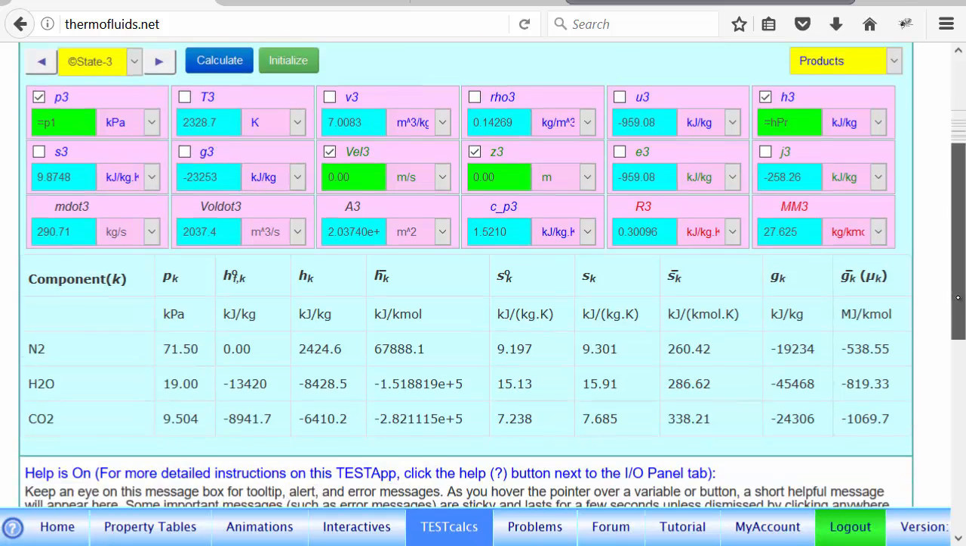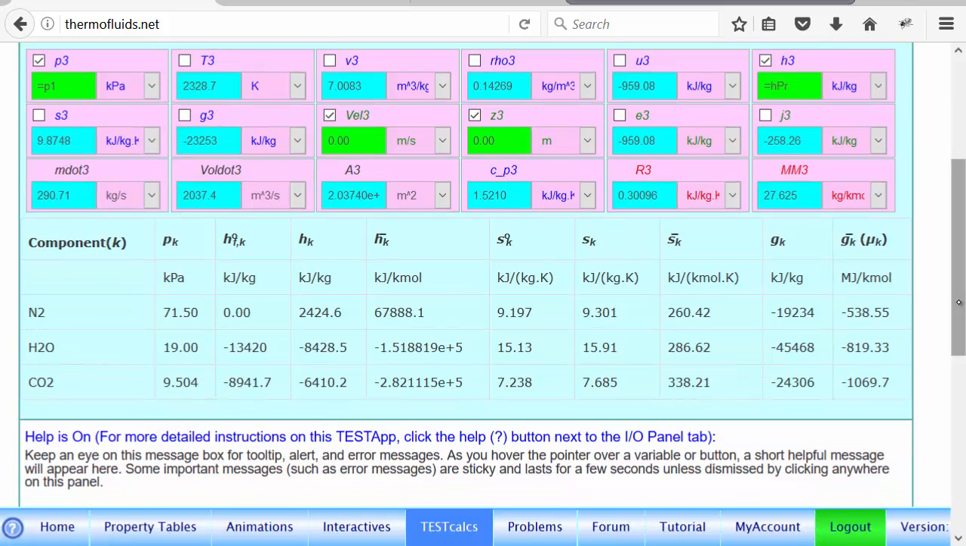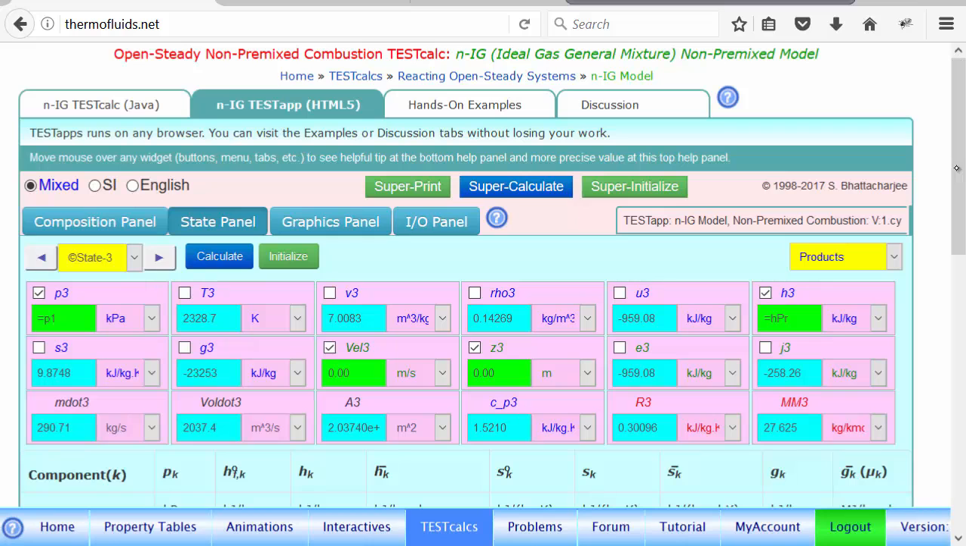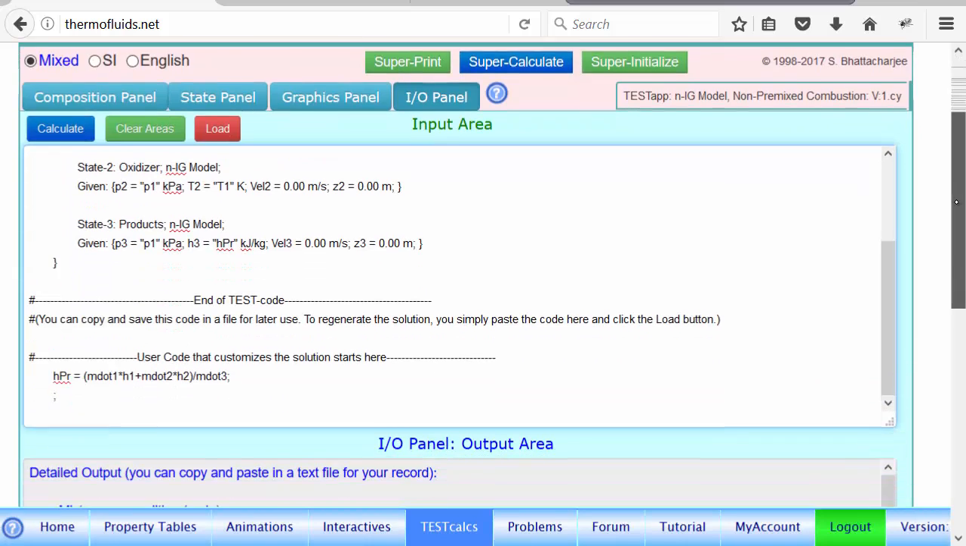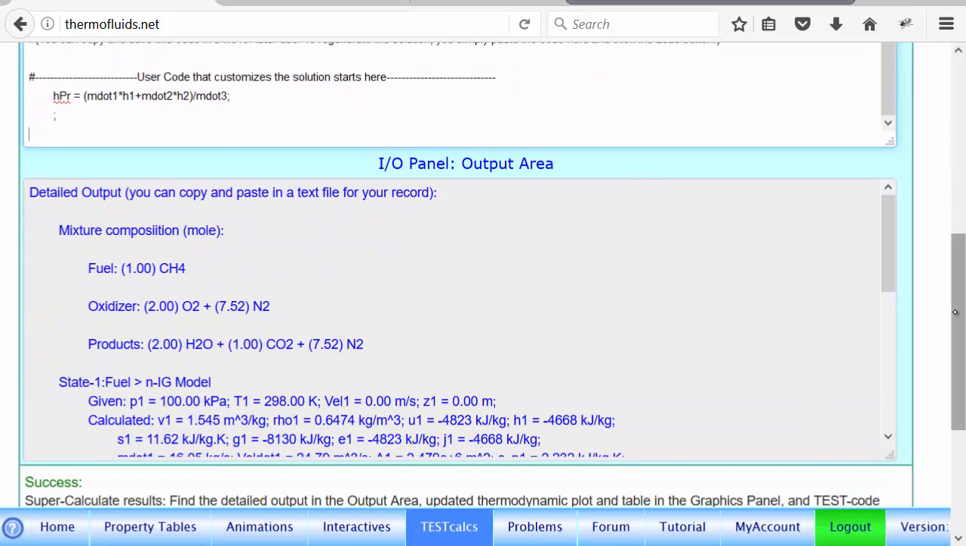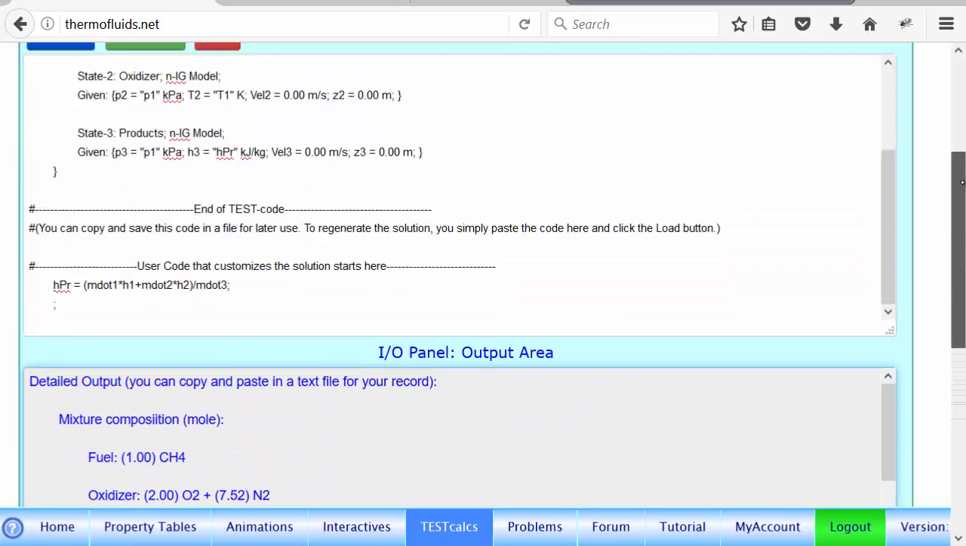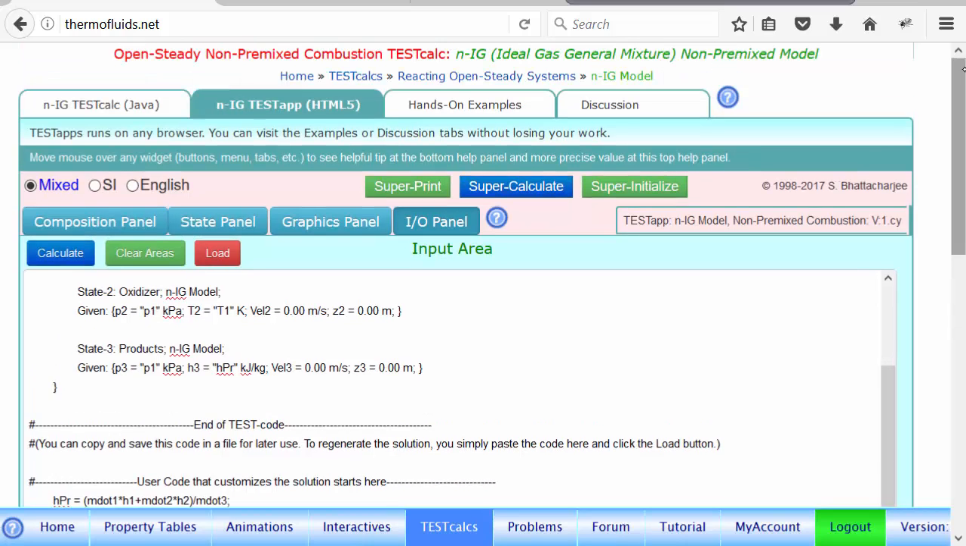All the other properties are displayed here. These are the partial properties. You can click the super print button to get a complete printout of what's going on. You can see the reaction here, fuel, oxidizer, products, and the properties of all states are shown here. If we use the PG model, the perfect gas model, the adiabatic temperature you would see would be much higher because Cp is assumed to be constant in the PG model.